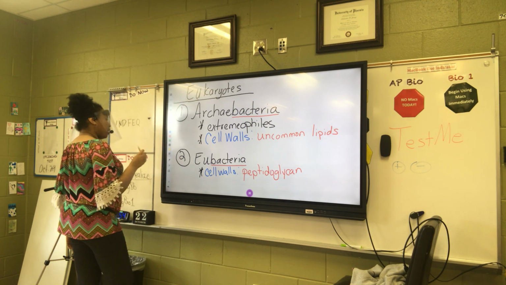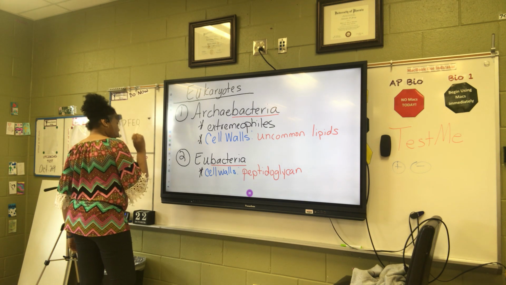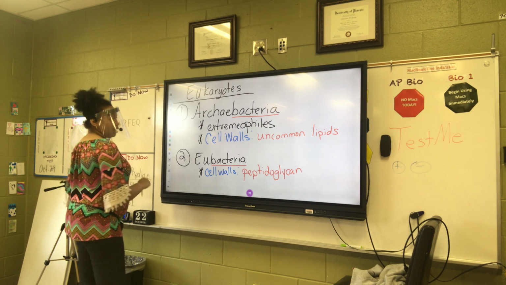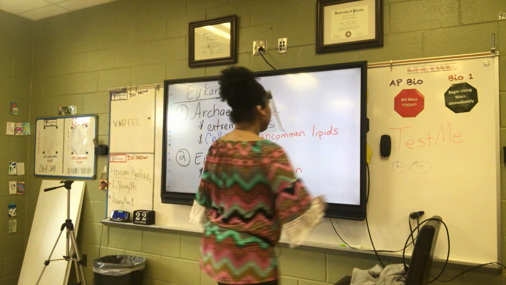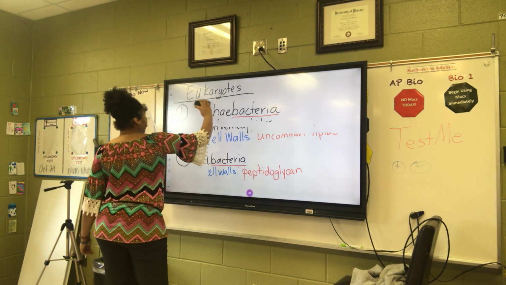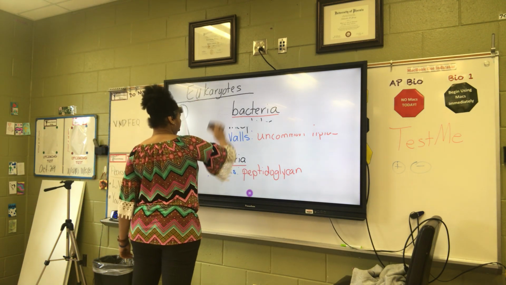Now, in the eukaryotic world, we have how many kingdoms? 4. There's 4 kingdoms. I'm looking for my eraser. There it is. There's 4 kingdoms. Okay? Not 2, but 4.